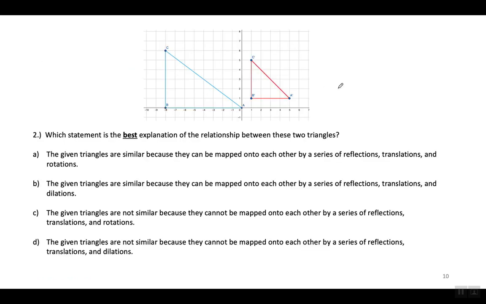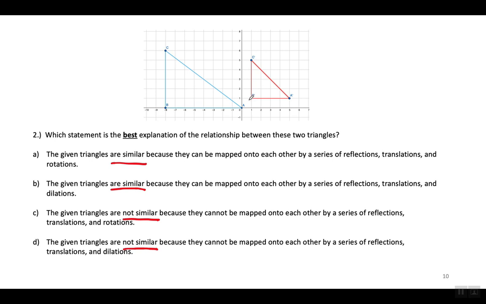Okay, number 2. Which statement is the best explanation of the relationship between these two triangles? All right, the best explanation. So if we look at our answers, I want to point out something. Two of the answers say that the given triangles are similar, and the other two answers say that the given triangles are not similar. All right, let me underline that better. These are similar, and these two say not similar.